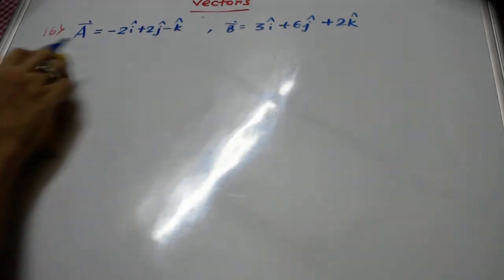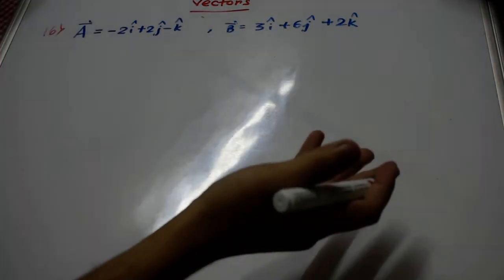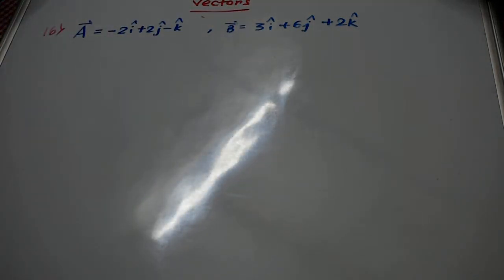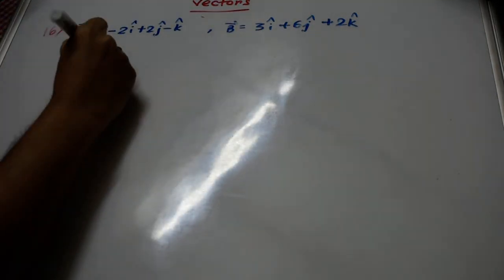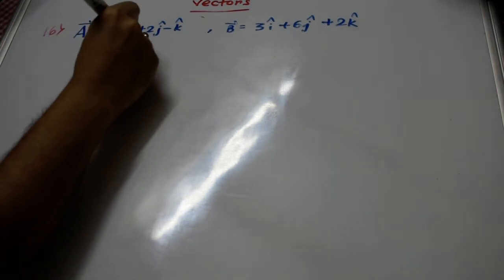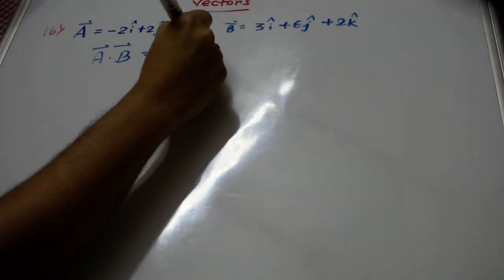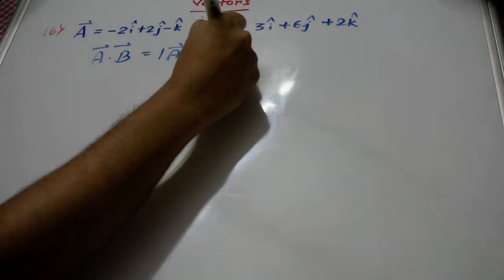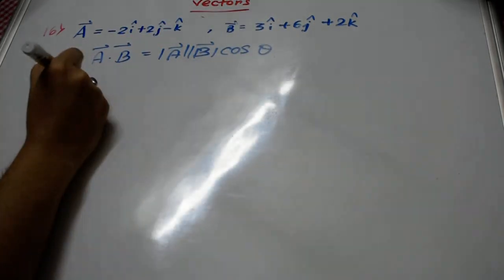Now if the dot product turned out to be 0, then obviously it would mean that they are perpendicular. So I just did this in my calculation. Now since it is not 0, that means we have to do it explicitly. So what's dot product of A dot B? That's the modulus of A times the modulus of B times cos theta.